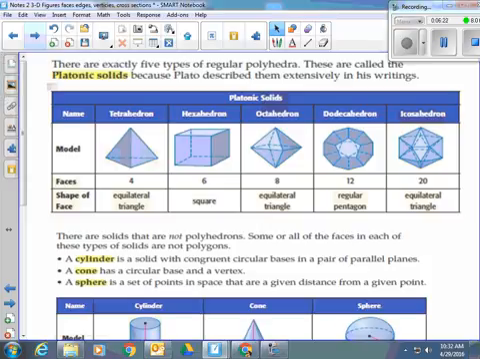A tetrahedron, tetra means 4. Yes, because there's 4 faces. A hexagon means 6. There's 6 faces. An octahedron means 8. There's 8 faces. Are we good? I'm not totally concerned about those though. Okay? Not totally concerned about those.